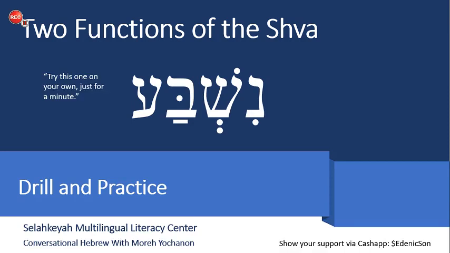Try this one on your own, just for a minute. You can pause the video and get back to me when you finish. Okay, so let's break this one down. You have the noon with the shidduch underneath it. That is going to make the sound ni. And then the shin with the shva underneath it makes the sh.